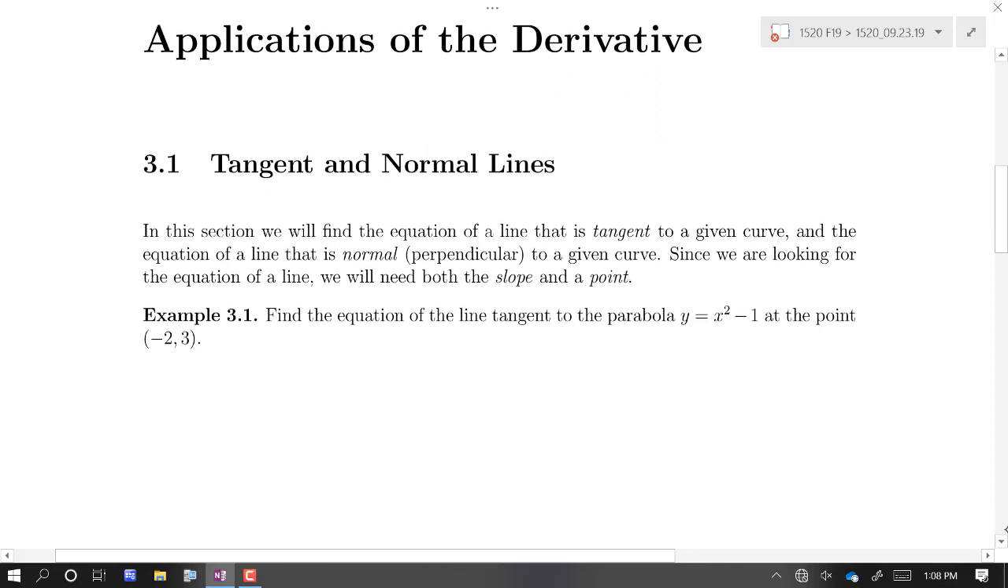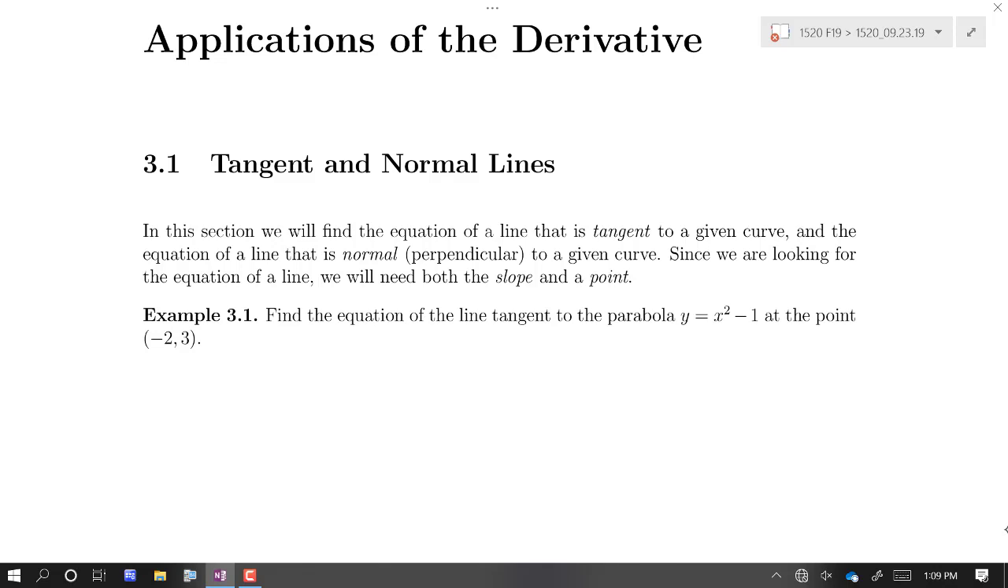And tangent lines were the foundation of us developing what the derivative was. This whole notion of what a derivative is was so that we could figure out the slope of a tangent line. Can I find the slope of a line tangent to a curve at some point? We knew that meant we find the derivative and then evaluate it at that point. And here, we're going to go a little further and say, maybe I don't just want the slope. Maybe I want the equation of the whole line.